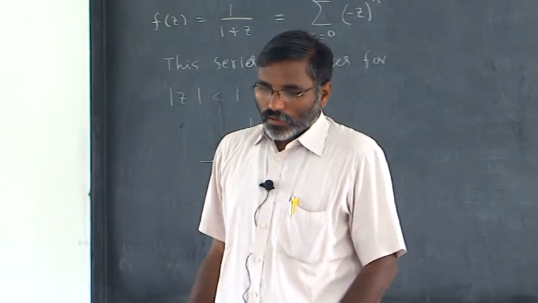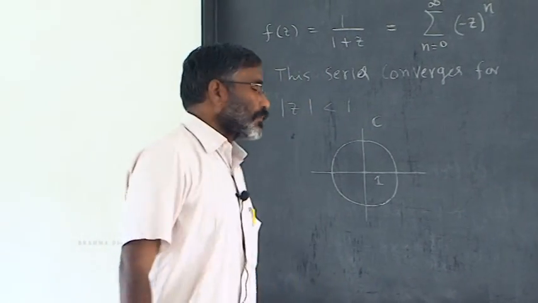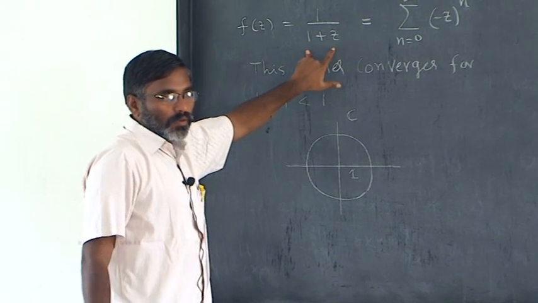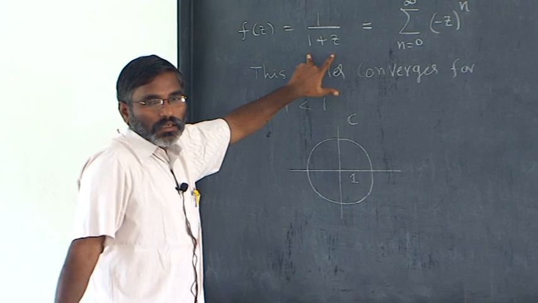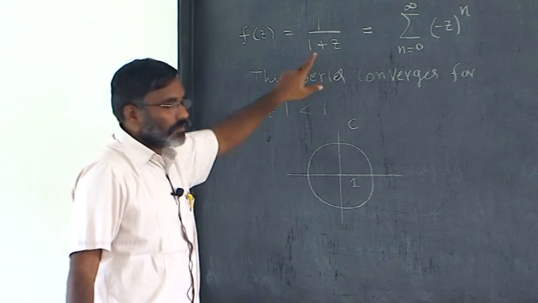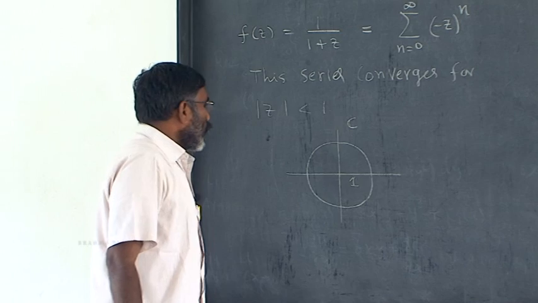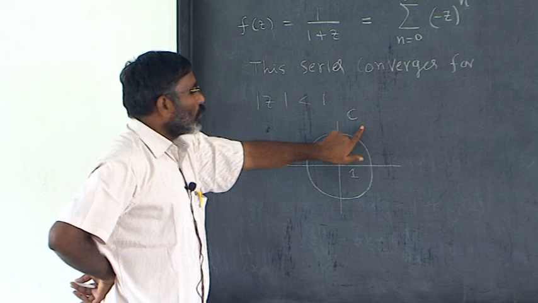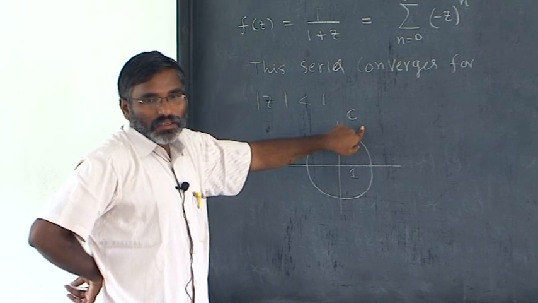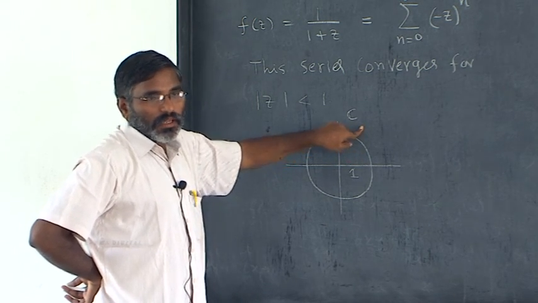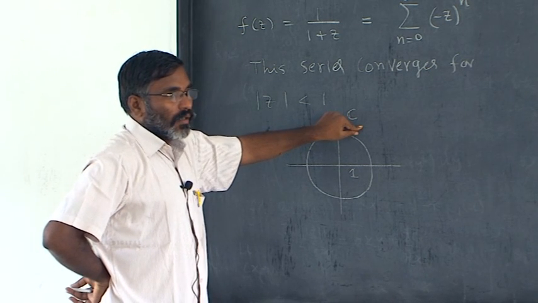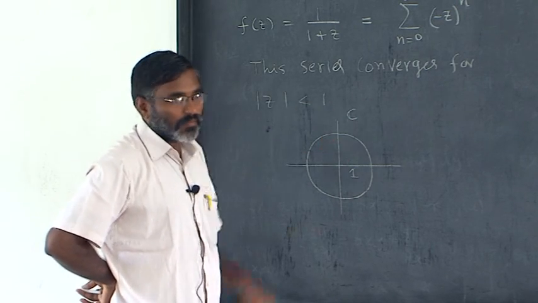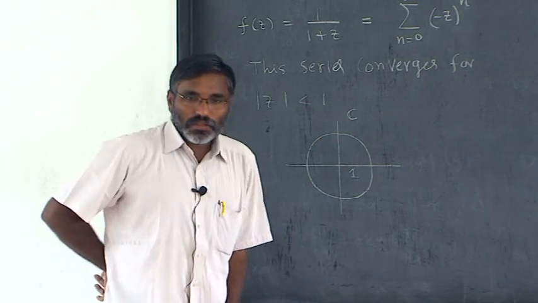So this particular function, if you see, only at z equal to minus 1 we have a pole. Other than that, there is no other singularity. But now we can ask a question: if I have to write a series about some point outside this region of convergence, can it be done? Can I write this as a series outside this radius of convergence? The answer is yes, you can do it.